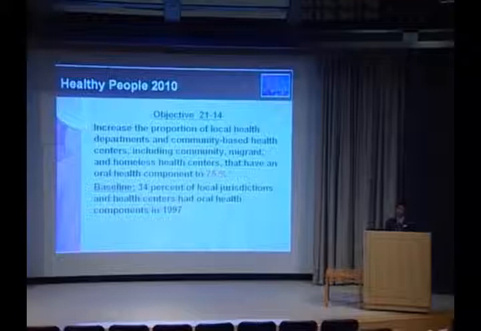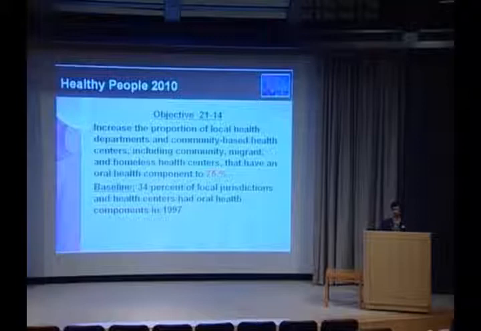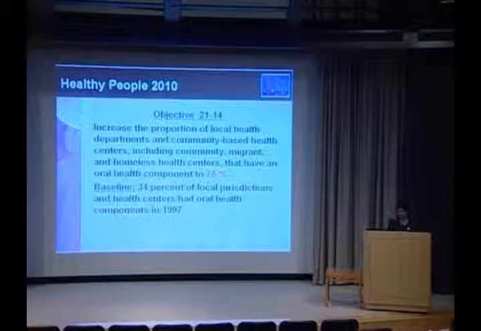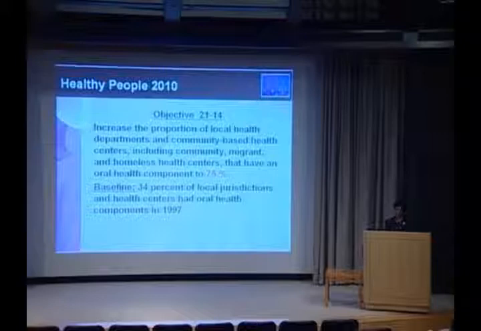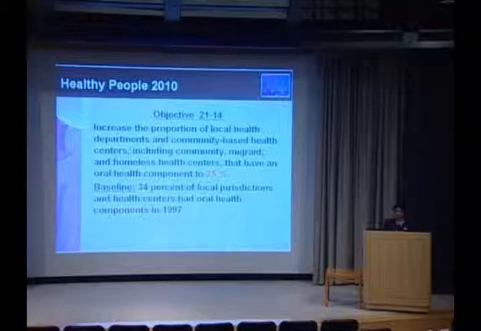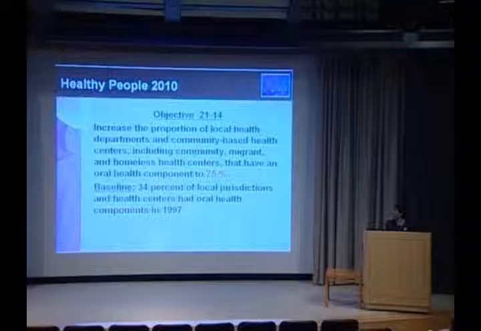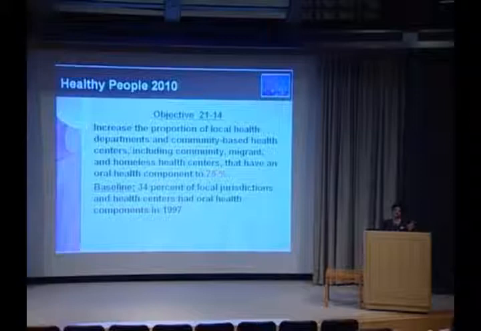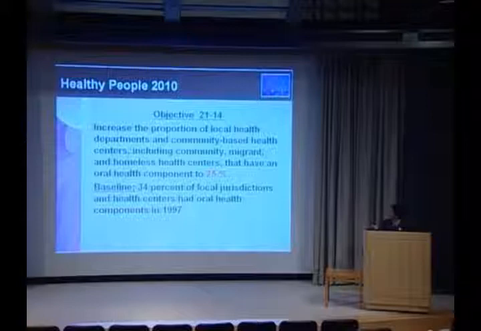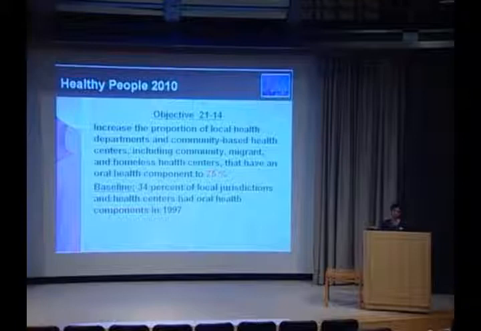I'm sure you all have heard of the Healthy People 2010. We always talk about the Healthy People 2010 because that's our goal, or that's the objective that you have to keep in mind whenever you do public health programs. As far as health centers are concerned, the topic that I'm presenting, there is an objective. The objective is to increase the proportion of local health departments and community-based health centers, including community, migrant, and homeless health centers, that have an oral health component to 75%. And what was the baseline? It was 34% of local jurisdictions and health centers that had oral health components in 1997. So it's really a low number. These objectives were written in 2000. So their baseline was 34, and they wanted it to come up to 75. Let's see if we've really come up to that number, or will we really achieve that objective by 2010?